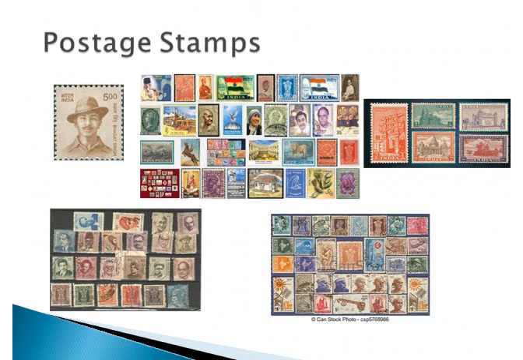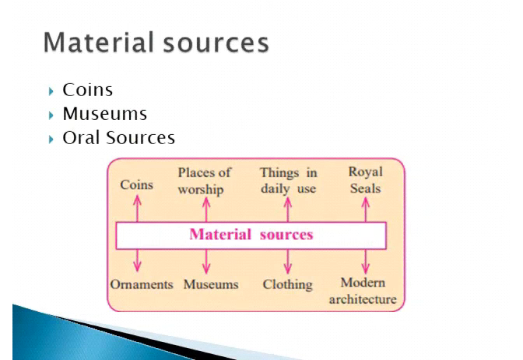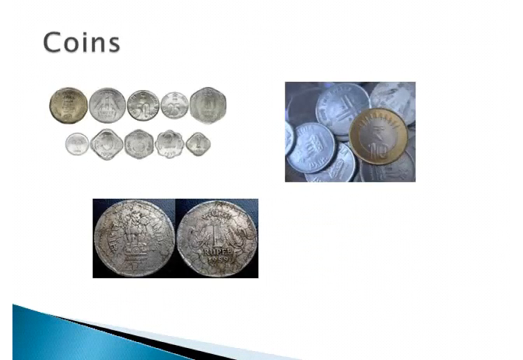Now we are moving further to the second topic, that is material sources. The following sources are included among the physical sources, that is material sources: places of worship, things in daily use, royal seals, coins, ornaments, museums, clothing, and modern architecture. Coins. We can also understand history with the help of coins and the changes in the printing of currency notes.